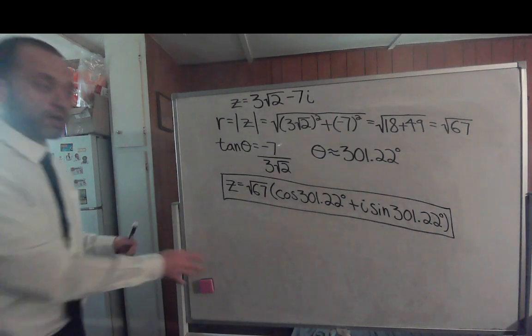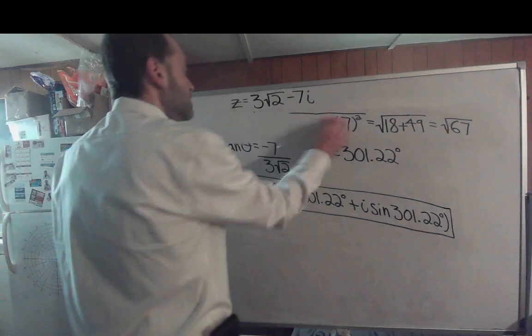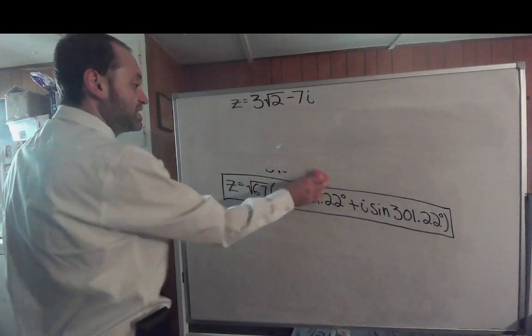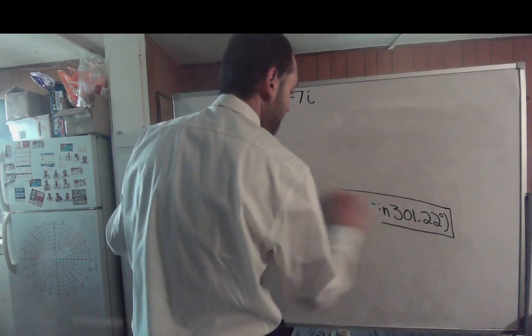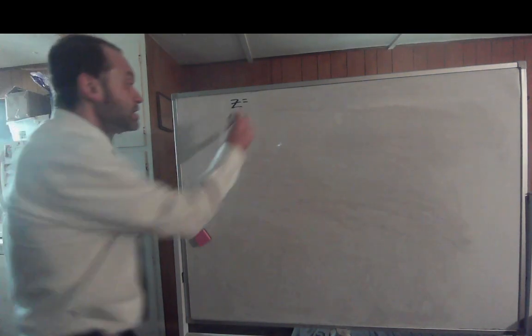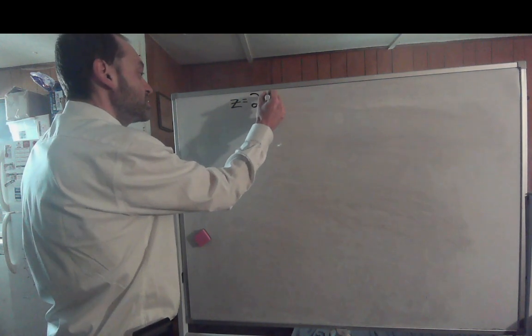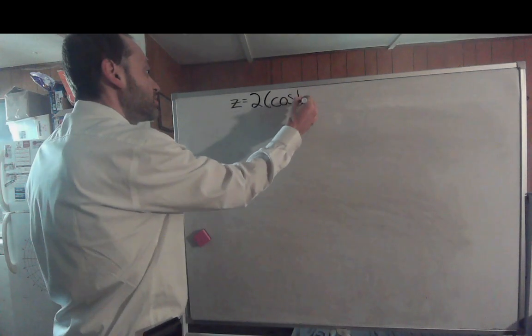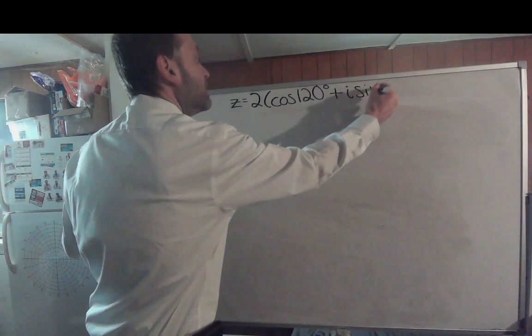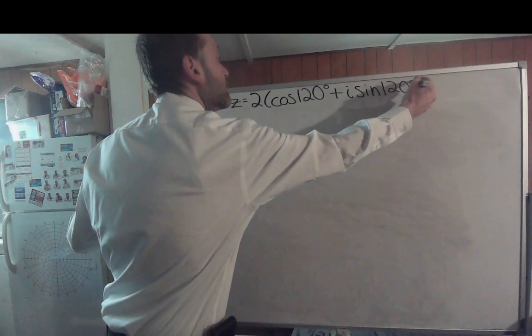Let's just do a few where we work backwards. So we're actually going to work backwards for once, and I think you're going to see it's so much easier than what we just did. So z equals 2 times the quantity of the cosine of 120 degrees plus i times the sine of 120 degrees.